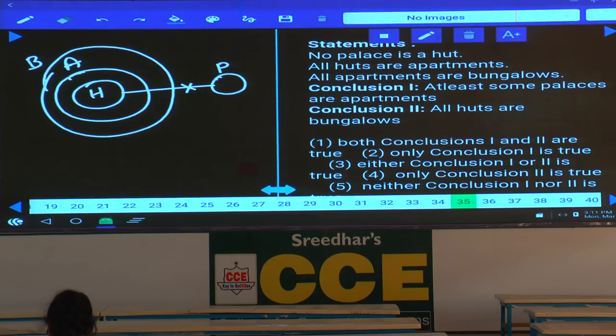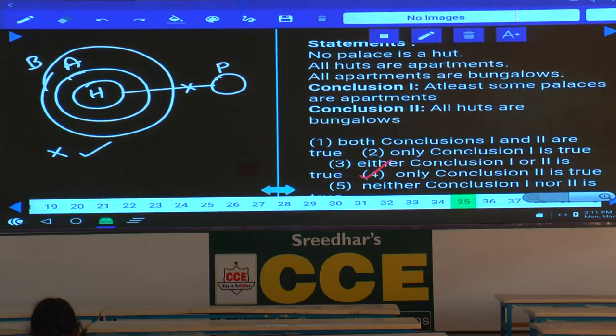Then the first conclusion, some palaces are apartments, is false. And all huts are bungalows is definitely true. Hence only the second conclusion is true. The second one is an affirmative conclusion that will be true forever. Hence, question number 35, choice 4 is the answer.